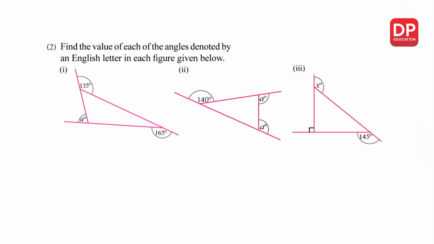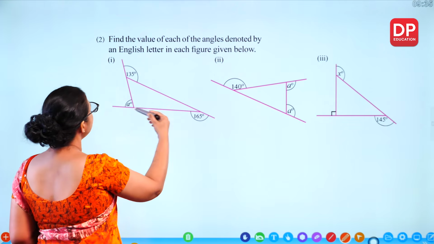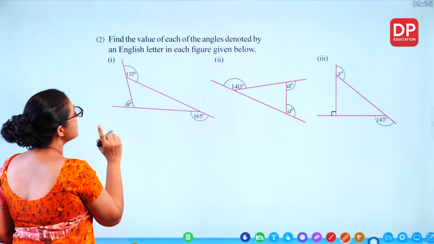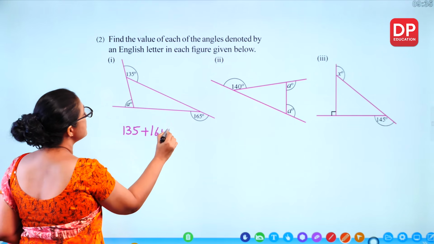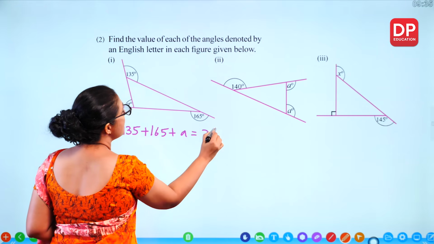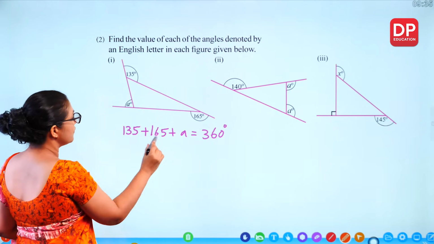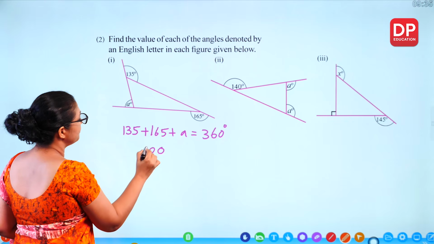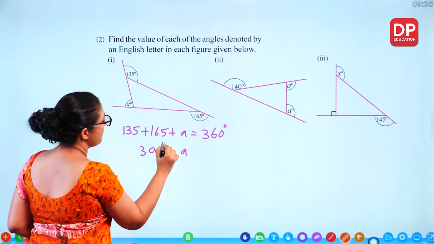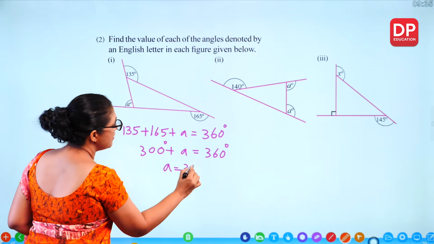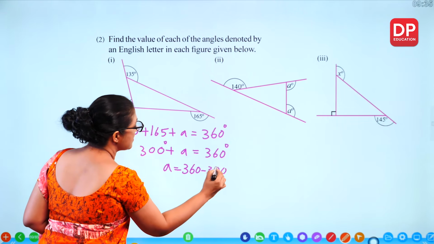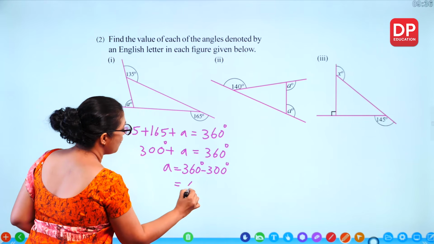Question number 2, find the value of each of the angles denoted by an English letter in each figure given below. So these all are exterior angles of a triangle. So the sum of exterior angles adds up to 360. Add these two, 300 plus A equals 360. Subtract 300, you get 60 degrees for A.